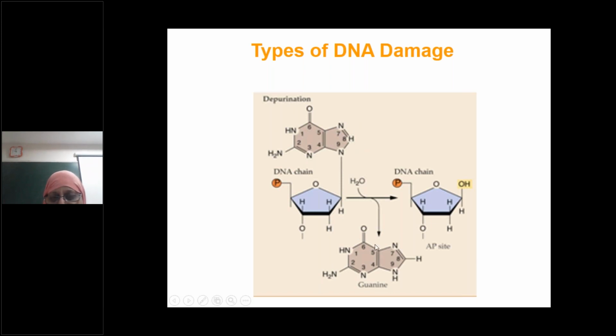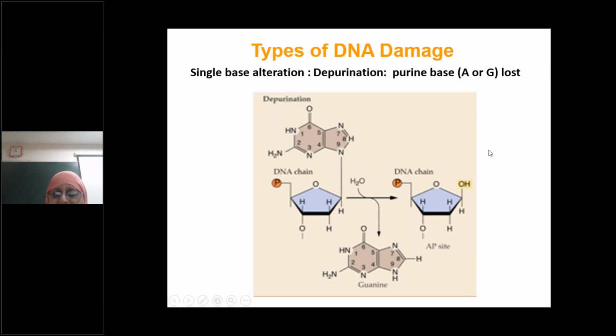a purine base may be removed. Like guanine here, we get an example of guanine from a DNA chain, it may be removed completely. So that in the DNA chain, what will happen at the site? The chain will contain only the ribose and the phosphate group without the base. So it is called an AP site, apurinic site. If a pyrimidine is removed, it is called an apyrimidic site. So it is an AP site, without having the purine or pyrimidine. So depurination or depyrimidation may occur here with the loss of either of the bases.